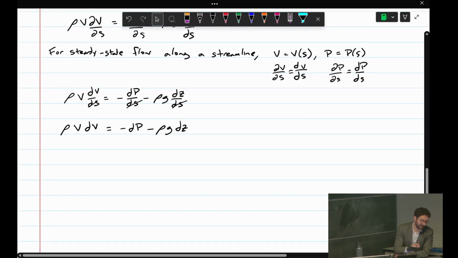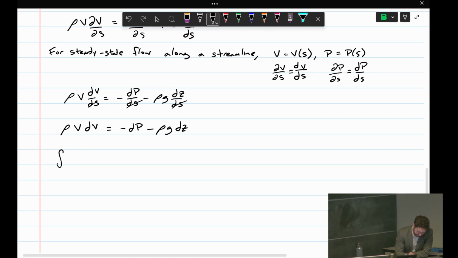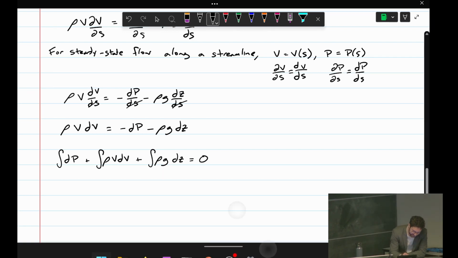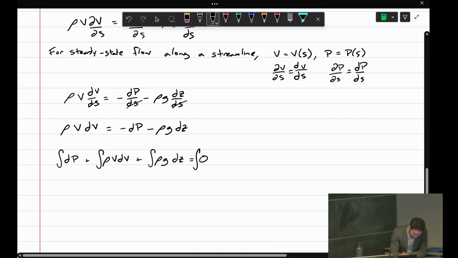So I'm going to collect everything on one side and then integrate this. The integral looks like the integral of dp plus the integral of rho v dv plus the integral of rho g dz equals 0. So just move everything to the left-hand side and integrate both sides. Technically you need to integrate 0.